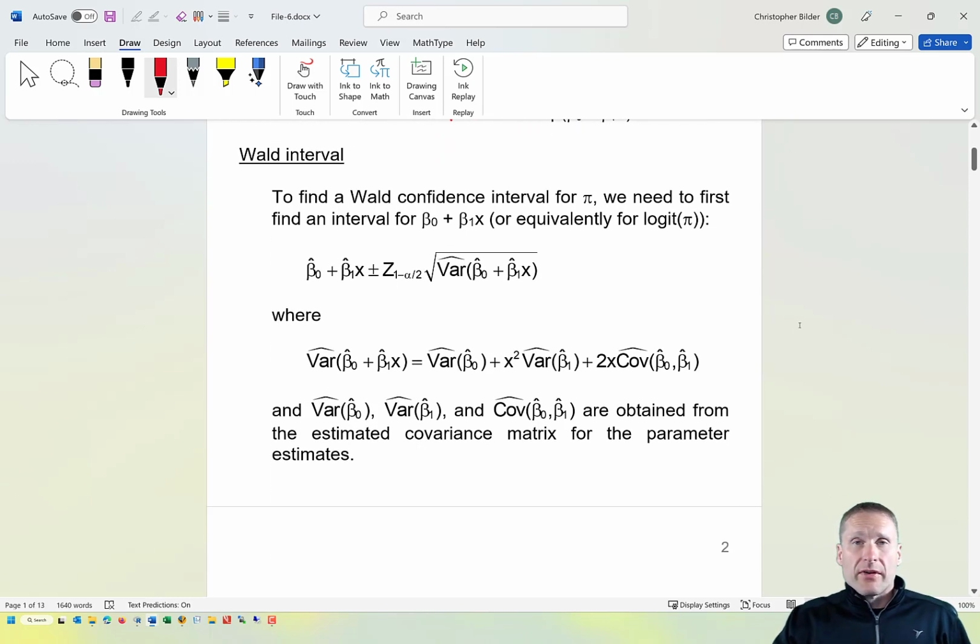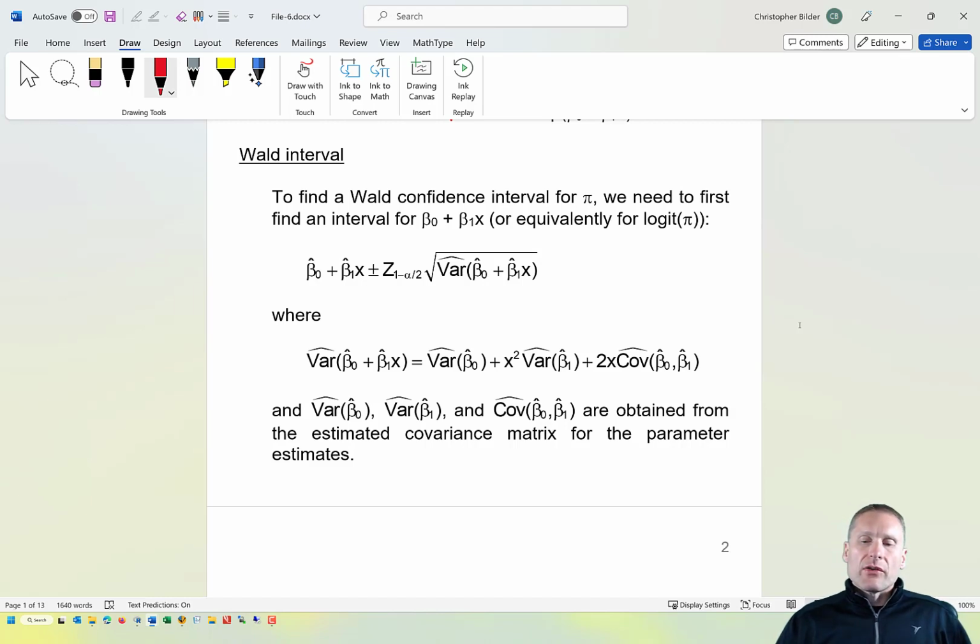We're going to talk about two different types of confidence intervals. We're going to begin with a Wald confidence interval here. Similar to what we've seen before, what we're going to do with these Wald intervals is find a confidence interval for a particular quantity and then do a little transformation of that quantity to get it into what we are interested in the end, and that is the pi scale. We're going to get a confidence interval for pi.